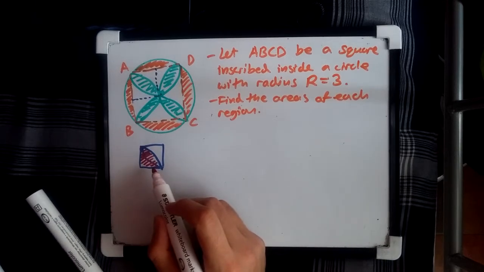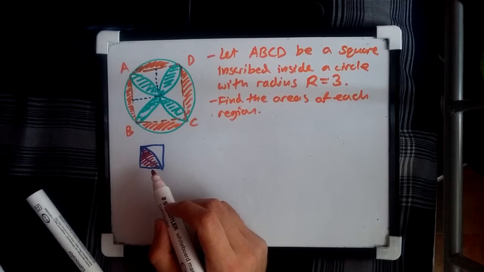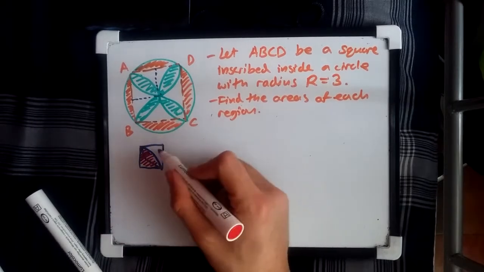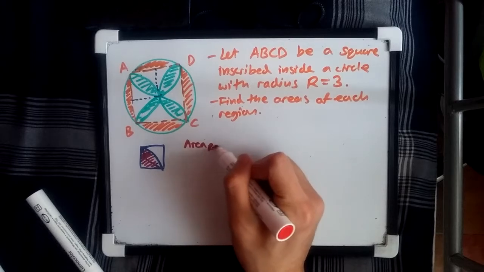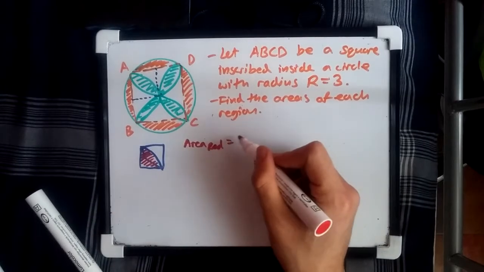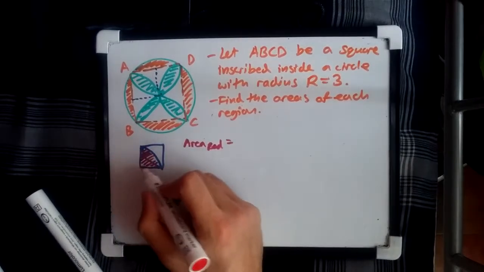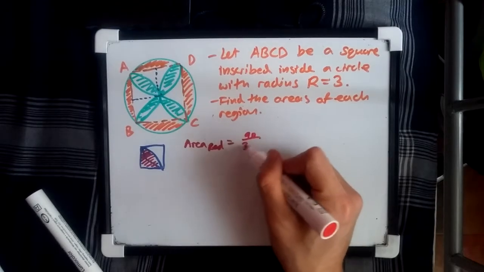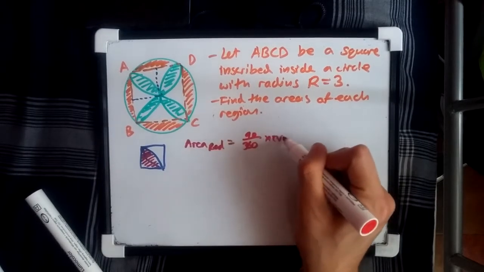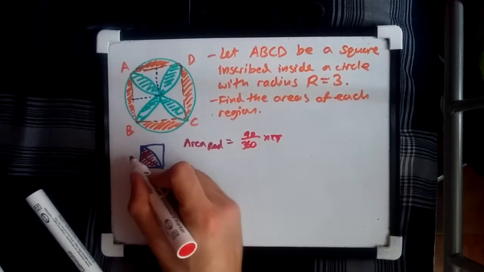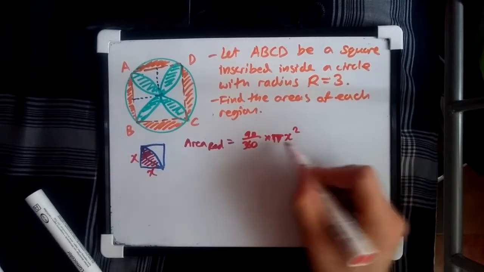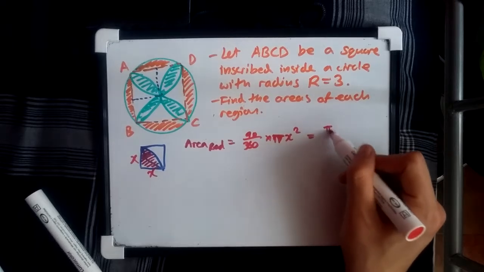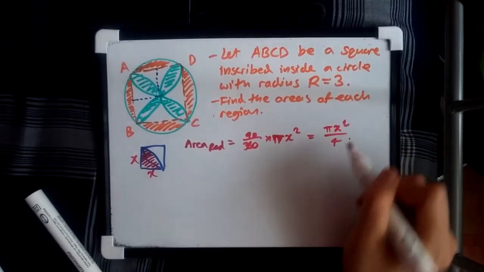To work out the area of a sector, it's always going to be the angle over 360 times the area of a circle. So the area of the red part is going to be 90 over 360 times pi, and we're going to call this length x, radius x, so pi x squared, and this simplifies to pi x squared over 4.